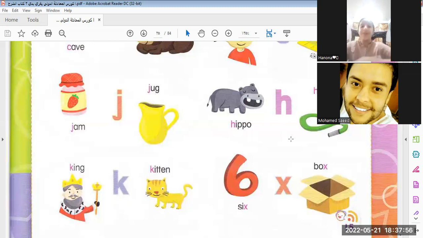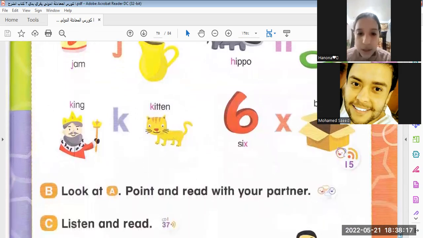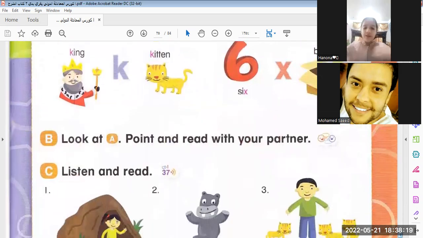And after that, the next word? Six. No, don't say sex, say six. There is a big difference between six and sex. Six. And after that? Box. Amazing.